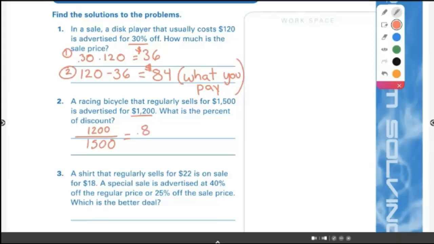How do I make that a percent? Good. By what? 100. Yes. And remember, divide to give a decimal. To get a percent, we multiply by 100, and that gives me 80%. So this is what we're paying. Now they want to know the percent of the discount. So what is left over from 100 from our 80? So it's a 20% discount.